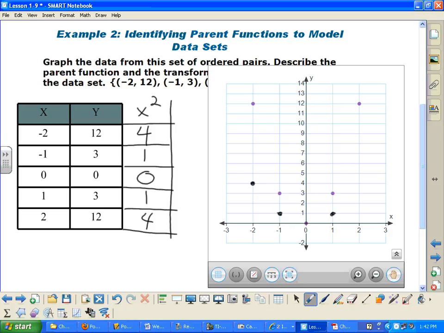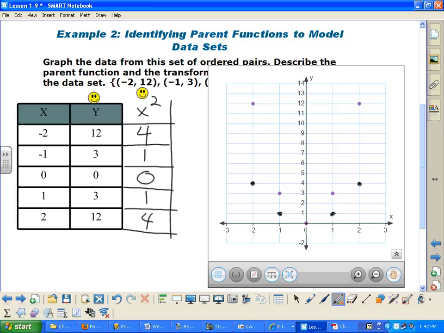Okay, right? So how do these y values for this set of data compare to the y values for our parent function? So how does 12 compare to 4? Well, go the other way, though. What do I have to do to x squared to get multiplied by 3? Which means that I have a transformation that is 3 times bigger.